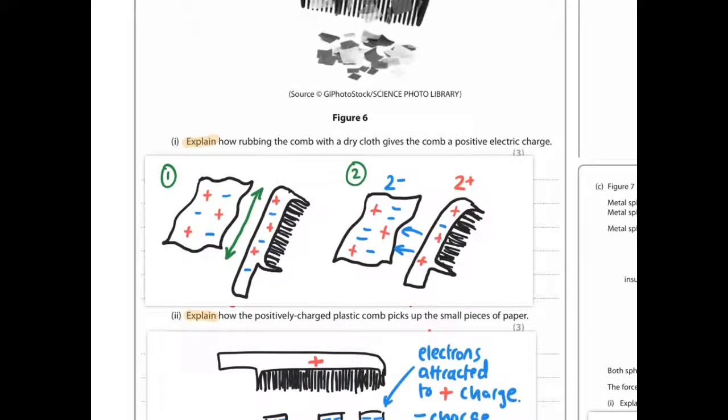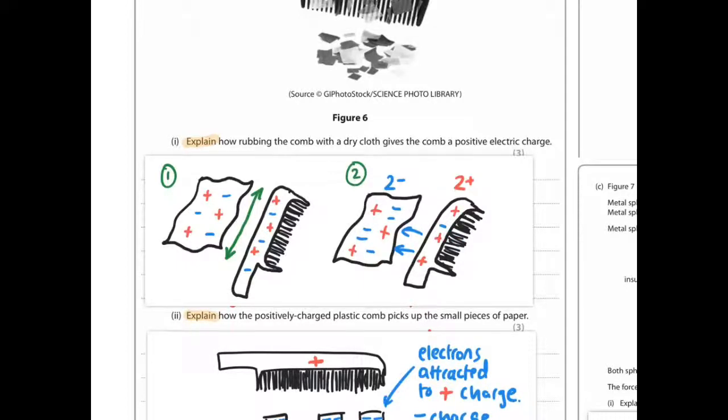So here we have two insulating materials. They have electrons which can move and protons, or positively charged particles, which cannot move. At the moment they are both balanced. They have no charge because the negative charges balance the positive charges. When you rub them together, the electrons will move because the protons are fixed. The electrons will transfer from one to the other, and you end up with an equal and opposite charge on both objects.